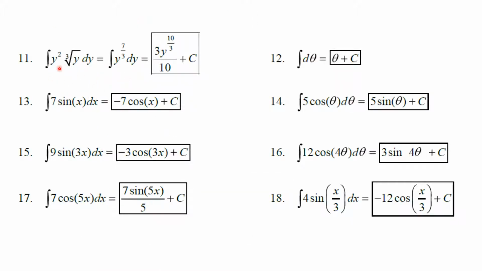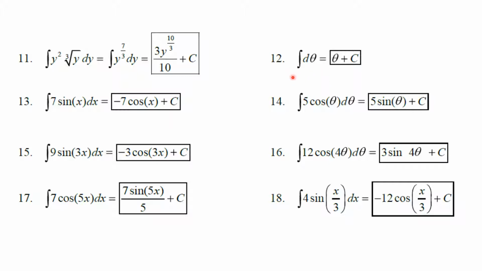For number 11, you actually have to combine the index first. So it is y squared and y to the power of 1 over 3. So 2 plus 1 over 3 is 2 1/3, which equals 7 over 3. And then you integrate y to the power of 7 over 3 by using the basic law of integration. 7 over 3 plus 1 is 7 over 3 plus 3 over 3, which will result in 10 over 3. Divided by 10 over 3, it gets flipped to 3 over 10, plus c.